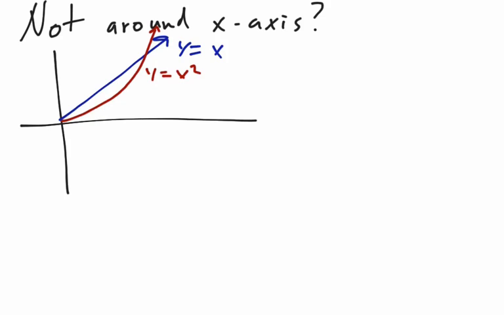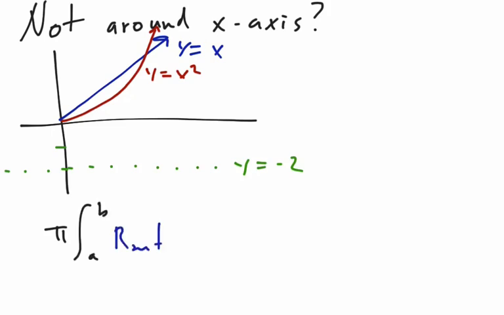But instead of revolving around the x-axis, let's say that we're revolving around the line y equals -2 down here. So in this case, we're going to use the exact same formula, which is pi times the integral from a to b of (r outer) squared minus (r inner) squared, and then dx. The only difference is that the radius isn't just the function.